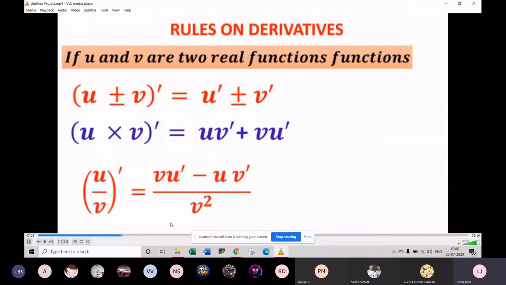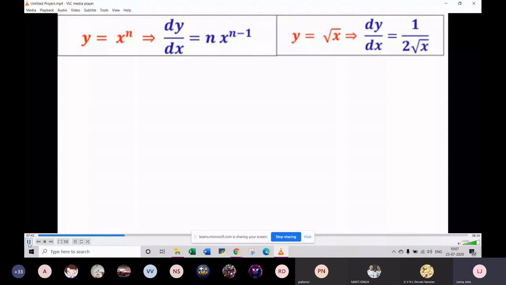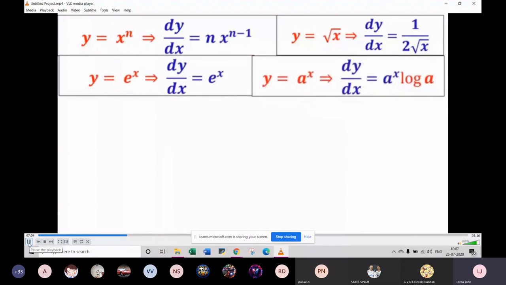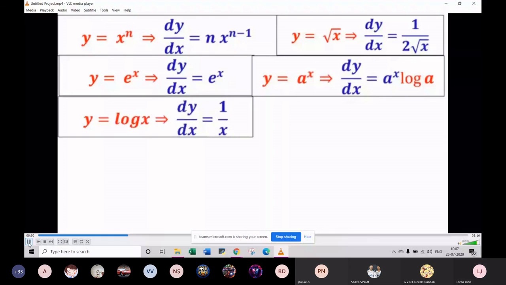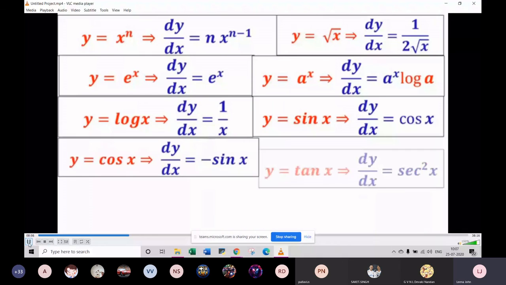Now we will have a quick revision of the formulas you have studied last year. Y equal to x raised to n implies dy by dx is equal to n x raised to n minus 1. Please write the formula now. Y equal to root x, then dy by dx is 1 by 2 root x. All this you write down now. Derivative of log x is 1 by x. Derivative of sin x is cos x.